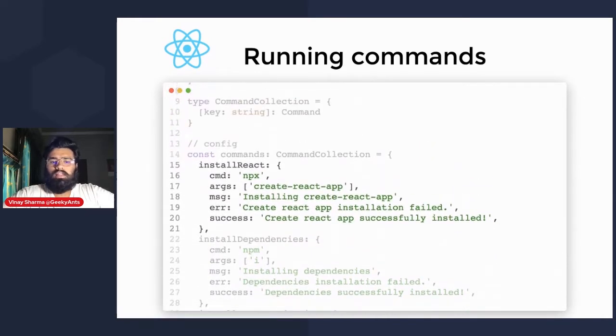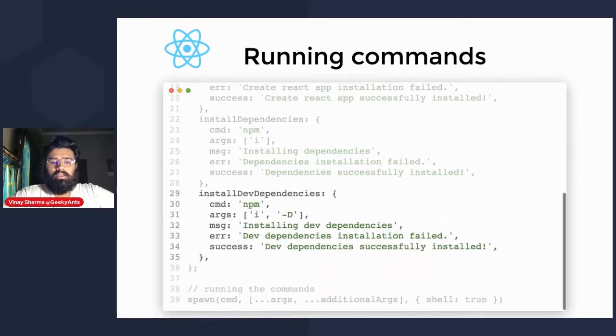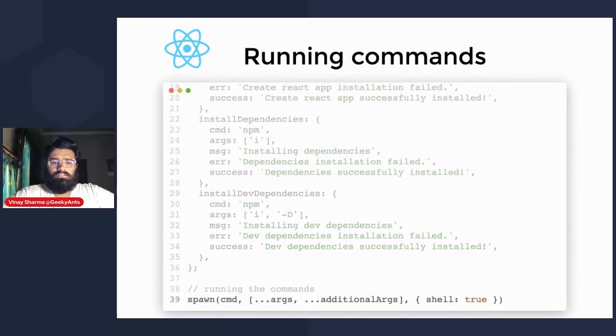And over here you can see, for example, I have a configuration for installing the React application with the default command name, the arguments that need to be passed, the message while it's being installed, the error message and success message. Same goes for installing dependencies and dev dependencies. And this configuration can then be handled by Spawn, which is a utility provided by Node.js. I preferred using Spawn because it's a good way to execute long processes instead of exec, which is also another alternative.